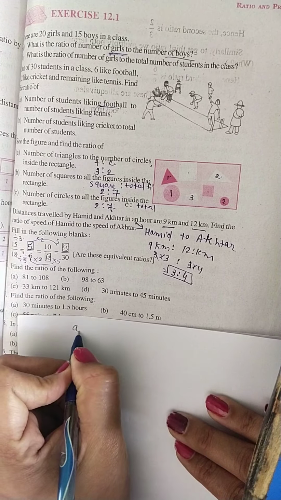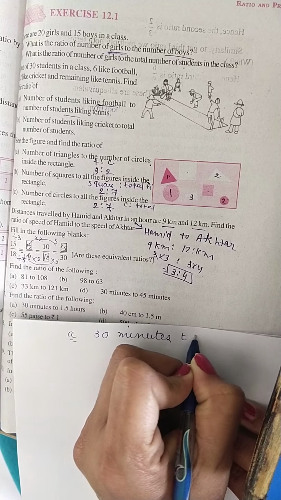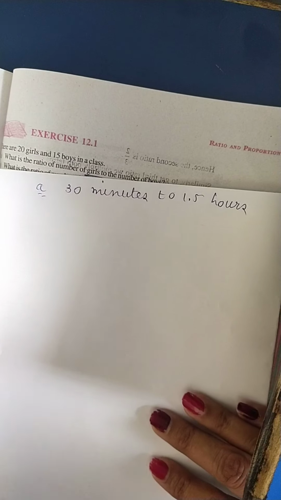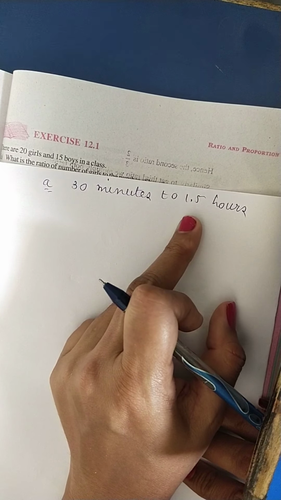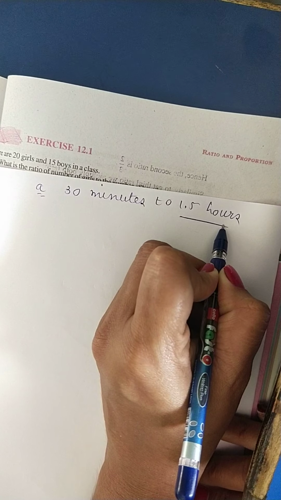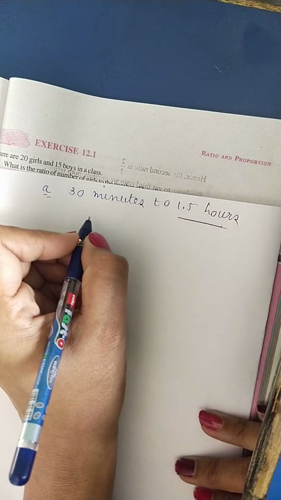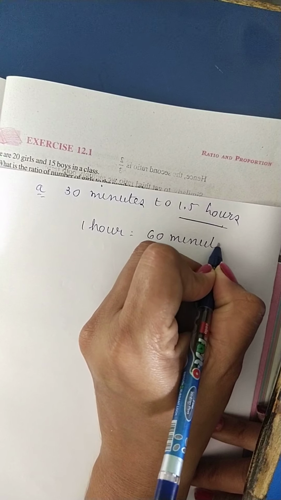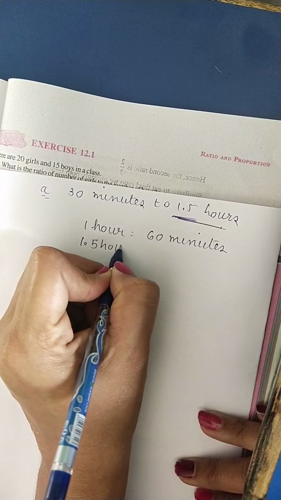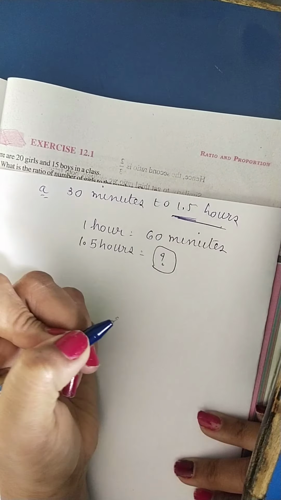So the first one is 30 minutes to 1.5 hours. Okay, see students, how you have to do it. 30 minutes to 1.5 hours. So here minutes are there, so better we convert 1.5 hours into minutes. We know 1 hour is equal to how many minutes? 60 minutes. Yes, so here we have to find it for 1.5. So 1.5 hours is equal to dash, put the question mark.